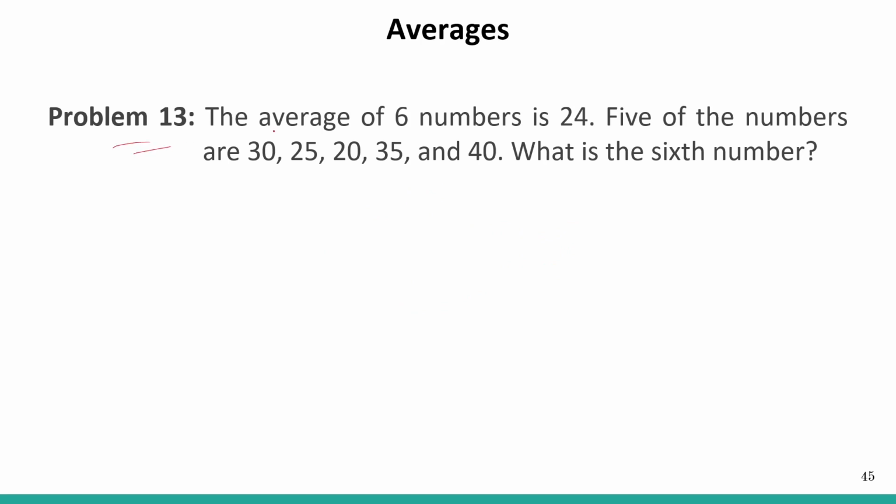So let's see problem number 13. The average of 6 numbers is 24. So 6 into 24 is equal to the cumulative sum, right? So 5 of the numbers are 30, 25, 20, 35, 40. Okay. So 6 into 24 is equal to what? 144. So 144 minus 30 minus 25 minus 20 minus 35 minus 40.